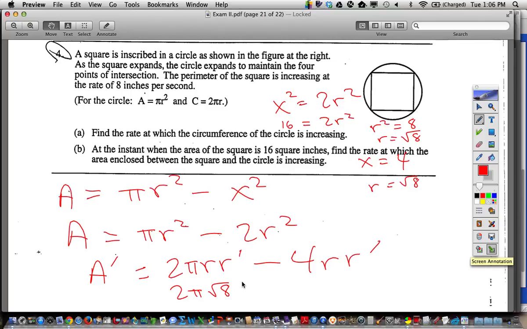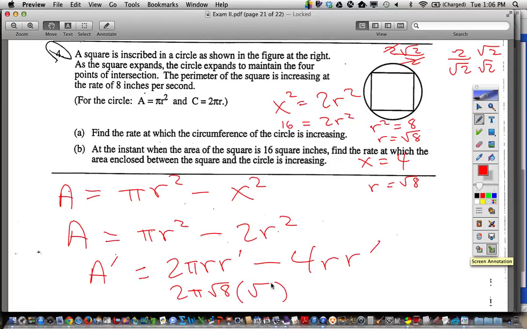What did we say r prime was? Did we have that somewhere? That was 2 over root 2. How does that simplify? Not that we need to, but 2 over root 2, it simplifies pretty nice, I think. Isn't it just root 2? 2 over root 2 is the same as just root 2 if we rationalize it.